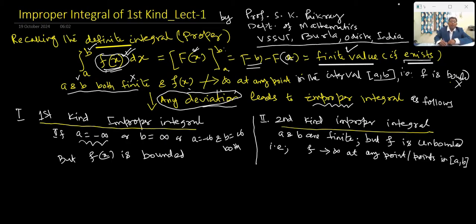For example, if the limit is not finite, then it leads to the first kind of integral. If a is minus infinity, or b is infinity, or simultaneously both, but f(x) is bounded.